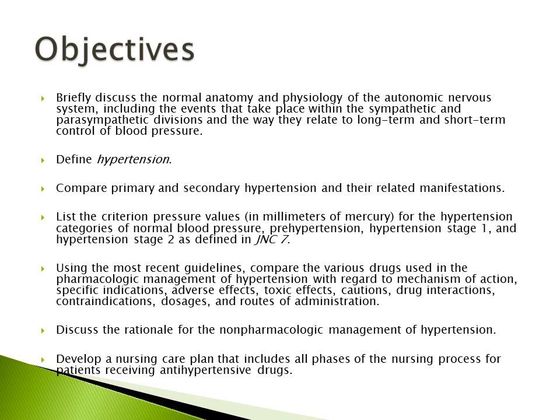Just a few objectives before we get started. Briefly discuss the normal anatomy and physiology of the autonomic nervous system. So we're talking about the sympathetic and the parasympathetic and how they affect blood pressure control. Define hypertension, compare primary and secondary hypertension. List the criteria for the pressure values, because there's 3 different categories of hypertension. There's pre-hypertension, stage 1, and then stage 2, and they're all a little bit different, and they're treated just a little bit different as well.